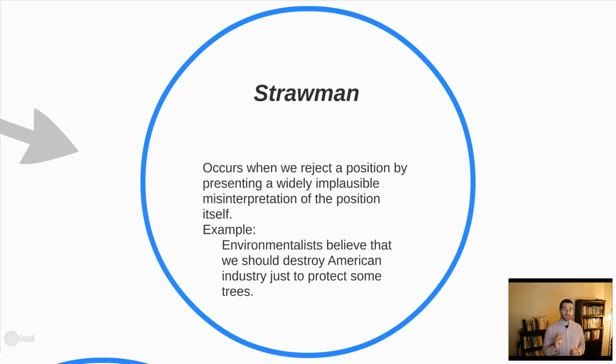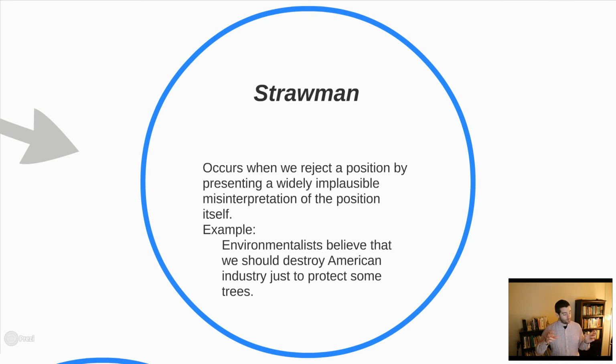Straw men, or the straw man fallacy, occurs when we reject a position by presenting a wildly implausible misinterpretation of the position itself. So something like, environmentalists want to destroy all factories, right? Destroy all American industry just to protect some trees. Well, that is not what environmentalism is about. Likewise, saying something like, Republicans want to bomb everyone who disagrees with us. That is not what republicanism is about, right? These are caricatures. These are straw men.